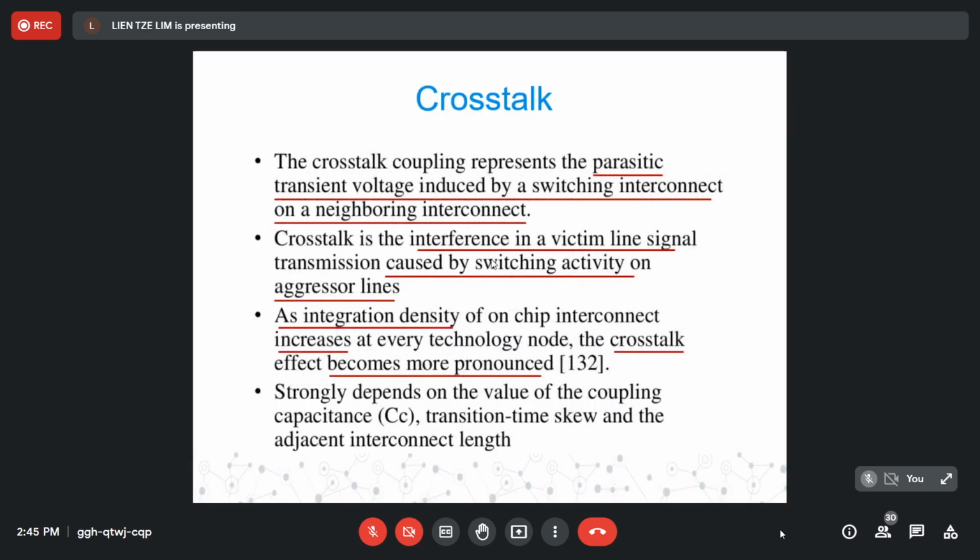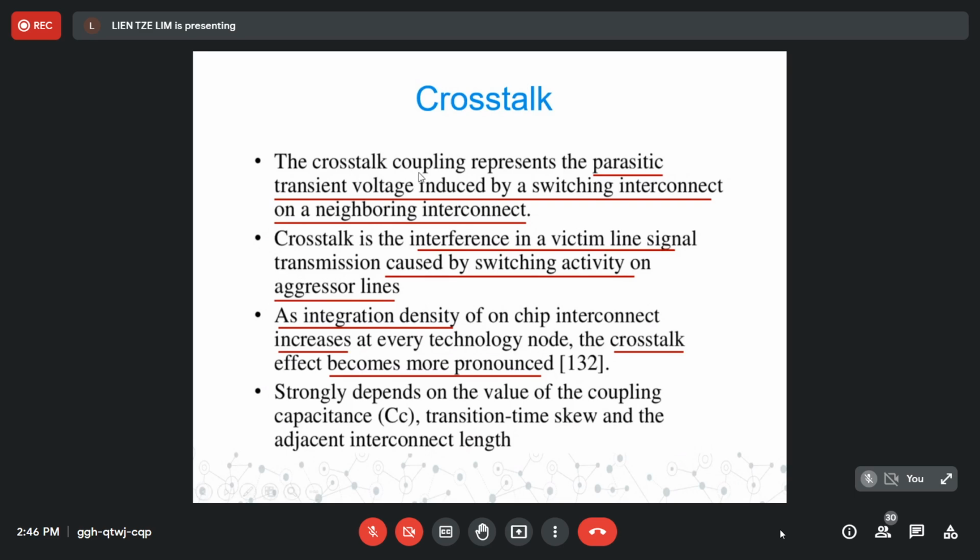Okay, so just now I mentioned that when two wires or more than two wires are placed adjacent to each other, they will have a capacitive coupling. This capacitive coupling will cause signal crosstalk. This crosstalk will actually induce noise. What is meant by crosstalk? It will be explained further here.